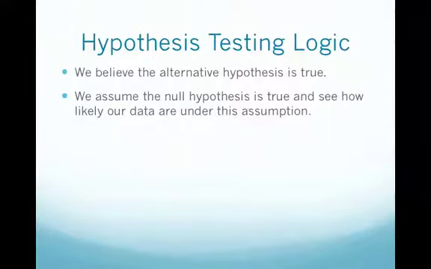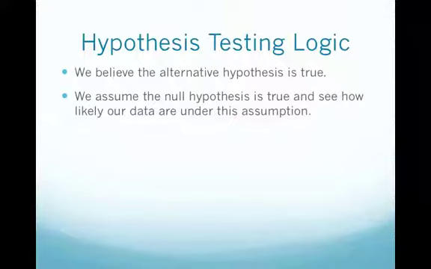We believe the alternative hypothesis is true before we go into doing the research. However, we assume the null hypothesis is true and see how likely our data are under this assumption. A high likelihood of the data occurring under our null hypothesis simply means the data are consistent with the null hypothesis. A small probability of our data occurring under the assumption of the null hypothesis is evidence against the null hypothesis and evidence for our alternative.